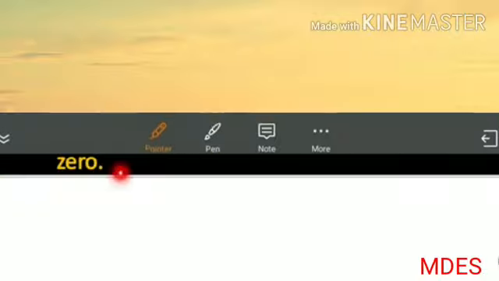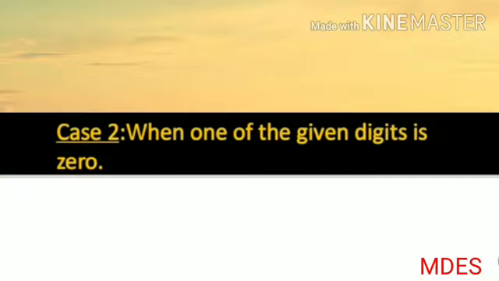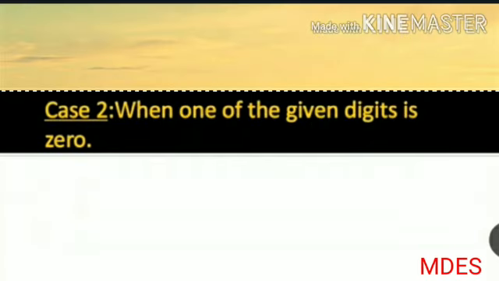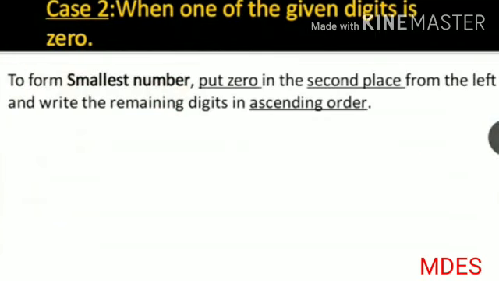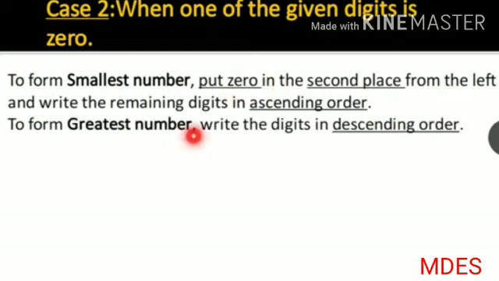Case 2 is when one of the given digits is 0. Whenever you have some digits and one of them is 0, how can you make the smallest and greatest numbers? Just remember that to form the smallest number, put the 0 in the second place from the left and write the remaining digits in ascending order. And to form the greatest number, just write the digits in descending order.